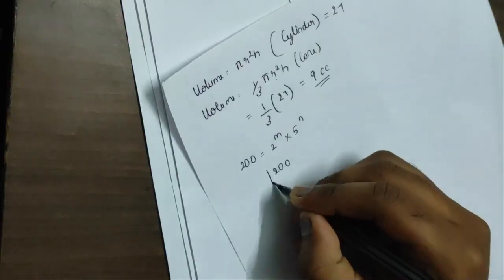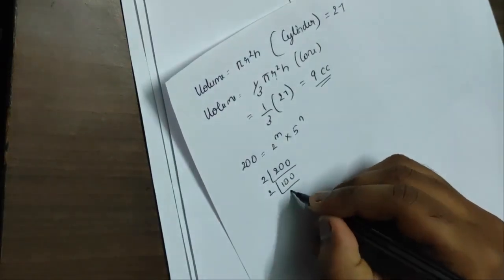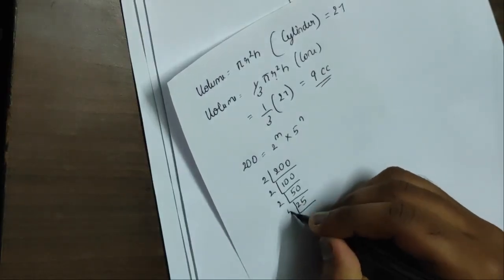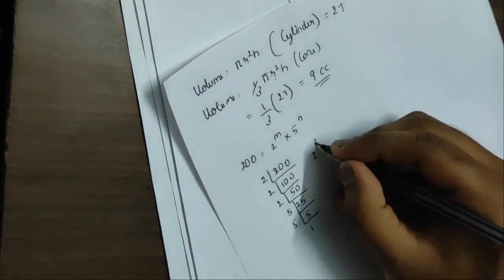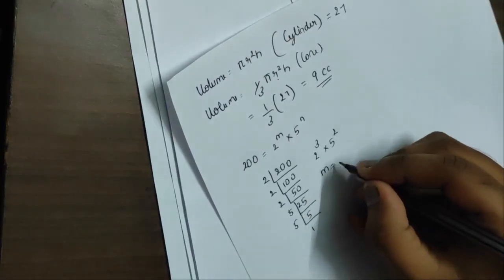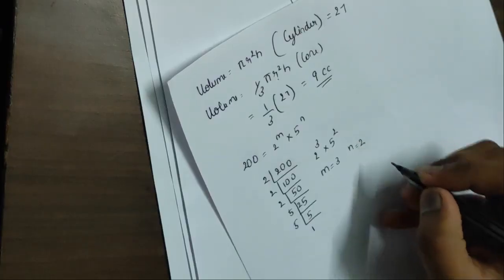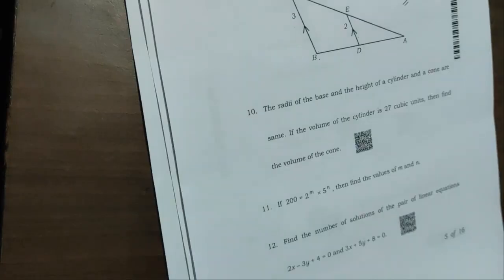We have to divide the value of 200, 200, 250, 225, 5 5s are 25, 5 1s are 5. This is 2 to the power 3 into 5 to the power 2. The value of m is 3 and the value of n is 2. So the answer is m equal to 3 and n is 2.